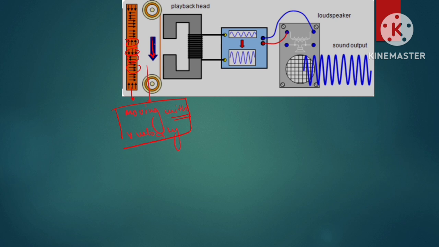Now this magnetic strip will move downward or upward, according to which there will be a magnetic field which will cross this loop, and while it crosses this loop, an induced current I will be there. This current signal will be amplified and sent to the loudspeaker, and the speaker will produce our desired output, the audio output signal.